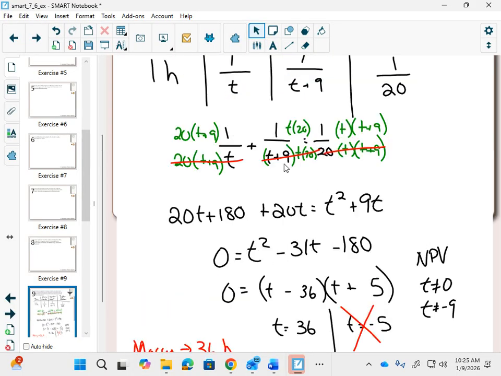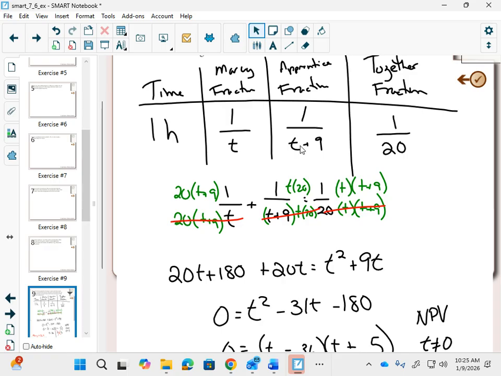So this one a little bit more difficult, I think, than the first one because we didn't know either of these fractions. But you pick a variable. If Marcy can get it done in t hours, her fraction would be 1 over t in an hour. And then the apprentice is t plus 9. The apprentice's fraction is 1 over t plus 9.